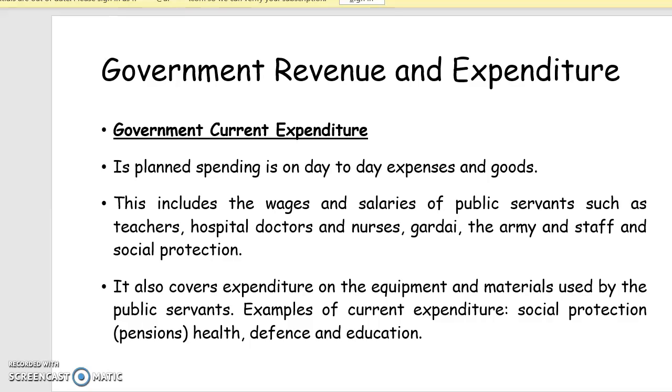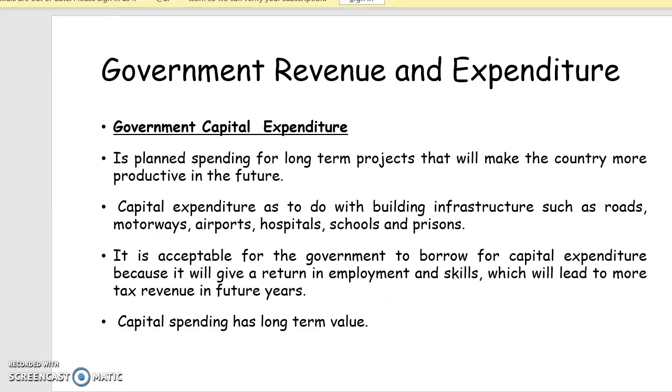Then the government current expenditure is the day-to-day spending the government has. So paying the salaries of teachers, nurses, doctors, army personnel, and social protection. This also covers the equipment and the materials used by the public servants on a day-to-day basis. Then capital spending is the long-term investment, the long-term spending on roads, infrastructure, schools, hospitals, prisons. So it is acceptable for the government to spend vast amounts of money on long-term assets. It is seen that it will have long-term value, and all people will benefit from this expenditure in the long run. Thank you.